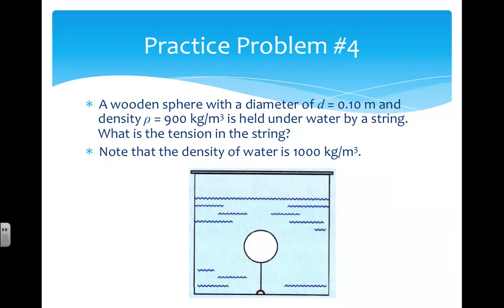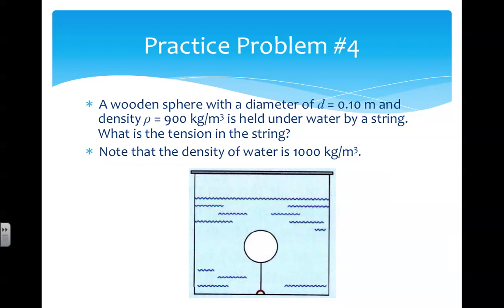Problem number 4. A wooden sphere with a diameter of 0.1 meters and a density of 900 kilograms per meter cubed is held underwater by a string. What is the tension in the string? And please note that the density of water is 1,000 kilograms per meter cubed. Pause the video for time to work on the solution.